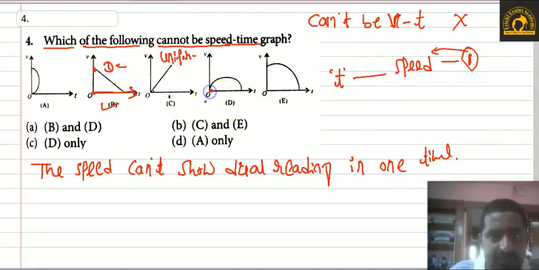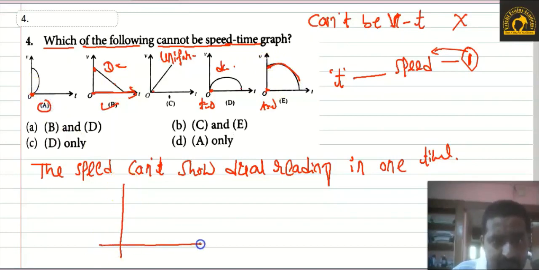Now this is the time equal to 0. The speed increases then decreases. It decreases and increases the speed. Then at the time t equal to 0, the maximum speed, then the speed increases, then it decreases. But in this A graph, this is the time, this is the speed.